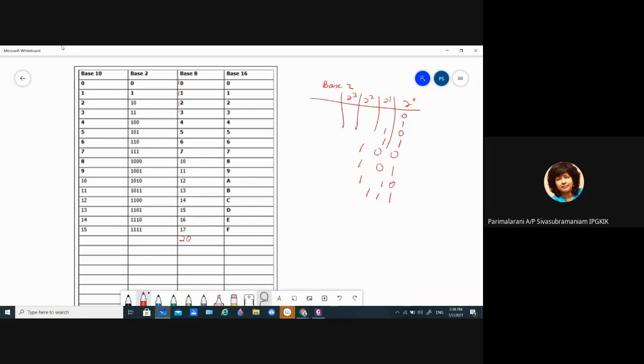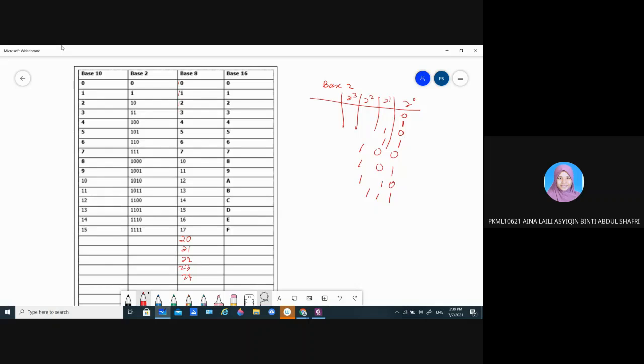Okay, so the next number after that will be 20. Then 21, 22, 23, 24 until 27. 28 we cannot write anymore, 29 cannot, then we continue with 30. Can you understand that?